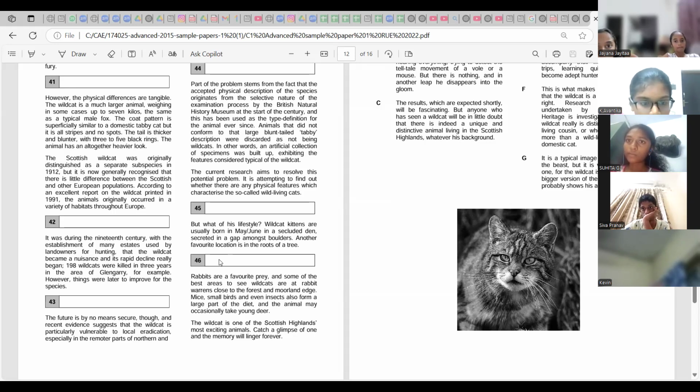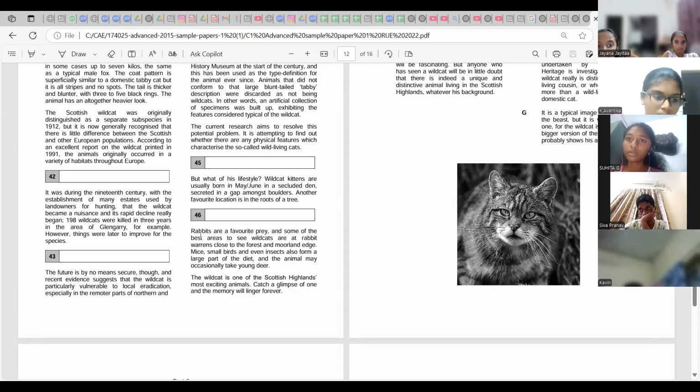Now, 46, you know what it is? After the birth, something could happen, right? Sugita, do you understand what I'm trying to say? Right there, Avantika, read this after 46. Rabbits are the favorite prey, and some of the best areas to see wildcats are at the rabbit warrens, close to the forest and moorland edge. Very nicely read. Now, right after the gap, the author is saying rabbits are the favorite prey, for the wildcat. Just prior to the gap, they were talking about the birth.